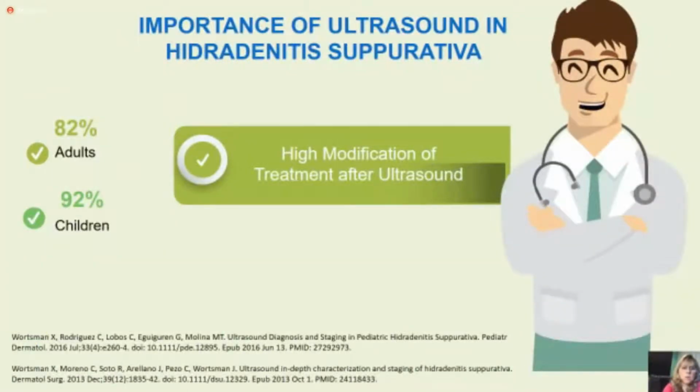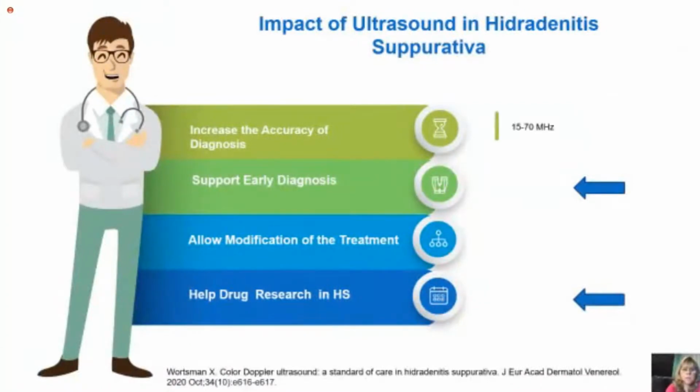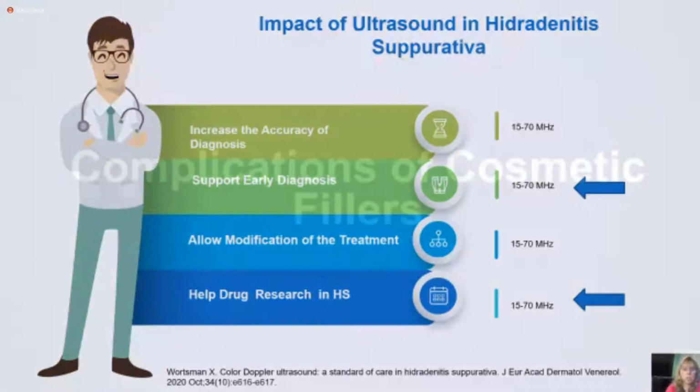So the importance of ultrasound in hidradenitis suppurativa is that after the ultrasound, there is a high modification of the treatment that goes up to 82% in adults and more than 9% in children. So there is a high impact of ultrasound in hidradenitis suppurativa because it can increase the accuracy of the diagnosis, support the early diagnosis, and of course, because of that, allow a modification of the treatment, and besides that, help the drug researchers.